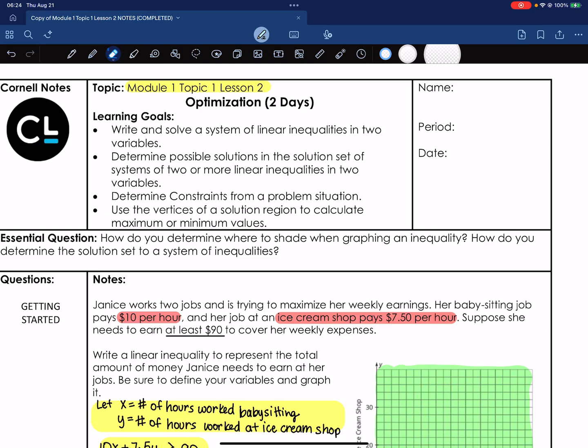In this video, we're going to talk about Module 1, Topic 1, Lesson 1, and this is Part 2. So if you need to see the first half of the lesson, go watch the previous video. So our essential questions. By the end of both sets of videos, we should be able to answer these two questions. How do you determine where to shade when graphing an inequality?